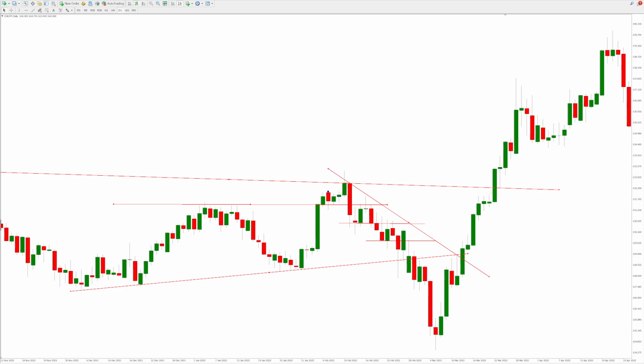I do have an opposite of this signal for bullish markets, which is the piercing candlestick pattern, which I'm going to cover in another video.